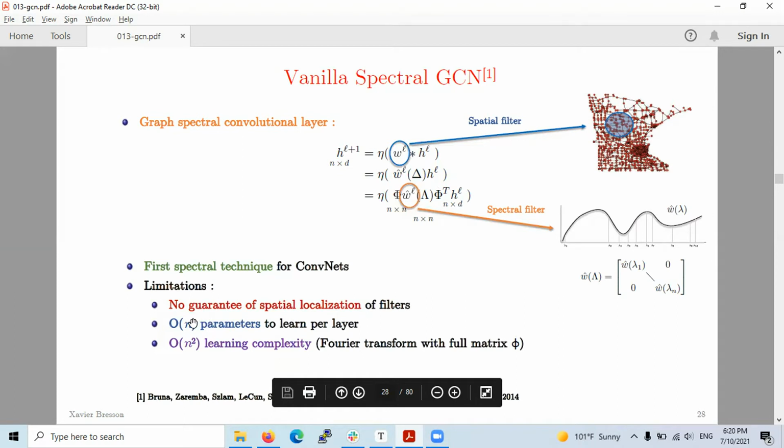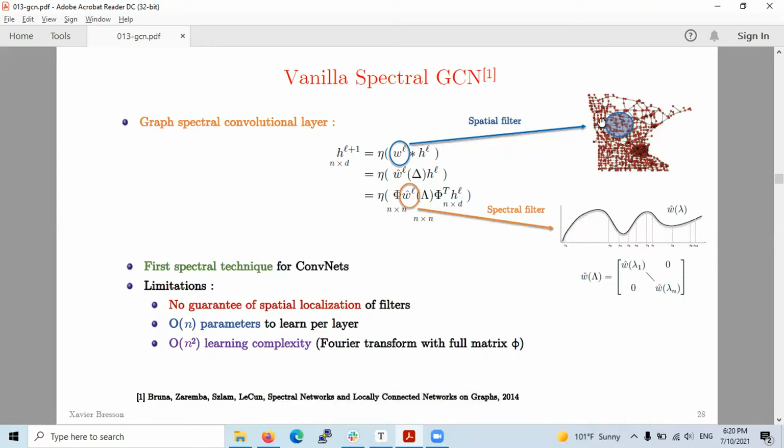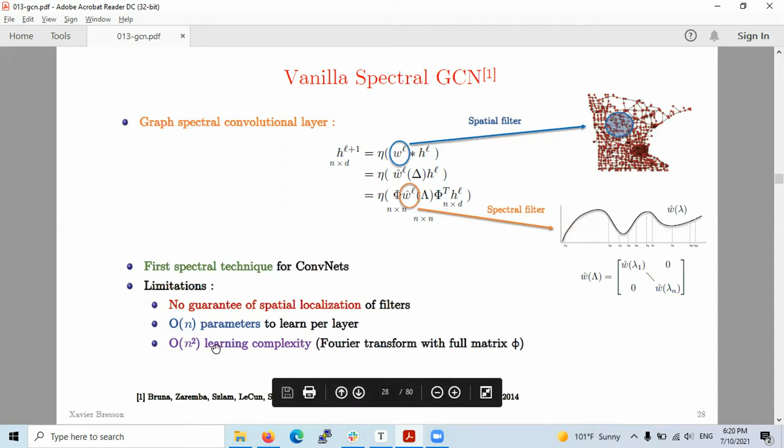So these two are the limitations, and the other limitation, as we have seen before, is that there is no guarantee of spatial localization. So the behavior of this filter here in the graph would be different from other sections of it. These are the limitations of a vanilla spectral GCN.